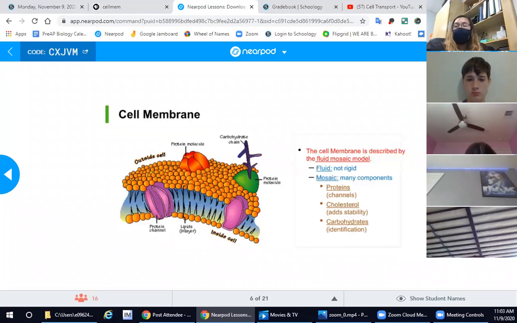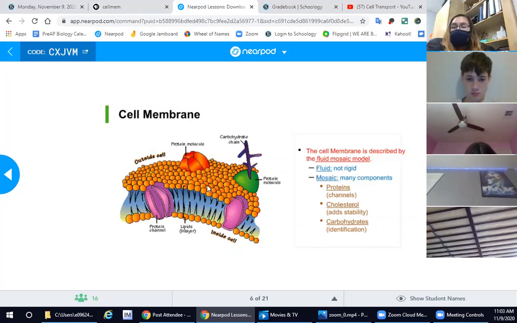There are two types of proteins. Right here we have the integral proteins. These are the large purple things. They go from the heads of the membrane to the tails of the membrane. We have peripheral proteins that are just on the heads. They're just located on the top. They don't go through the whole membrane.